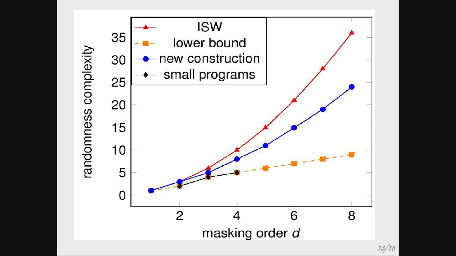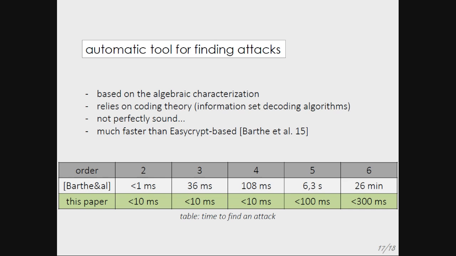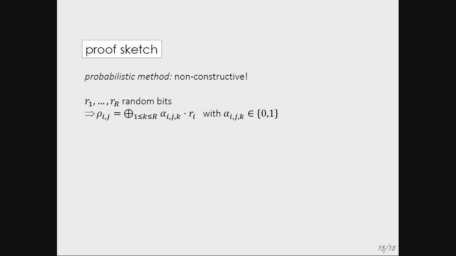Time for a question. Thank you for your presentation. In the algebraic representation, you don't take the inputs A and B. What is the reason for that?